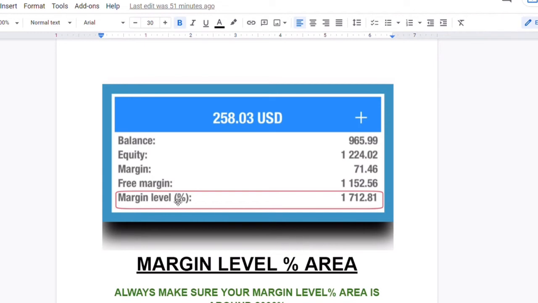Your margin level percentage area, that is very important for you to understand. Now, this account was actually a screenshot from one of our members' accounts.